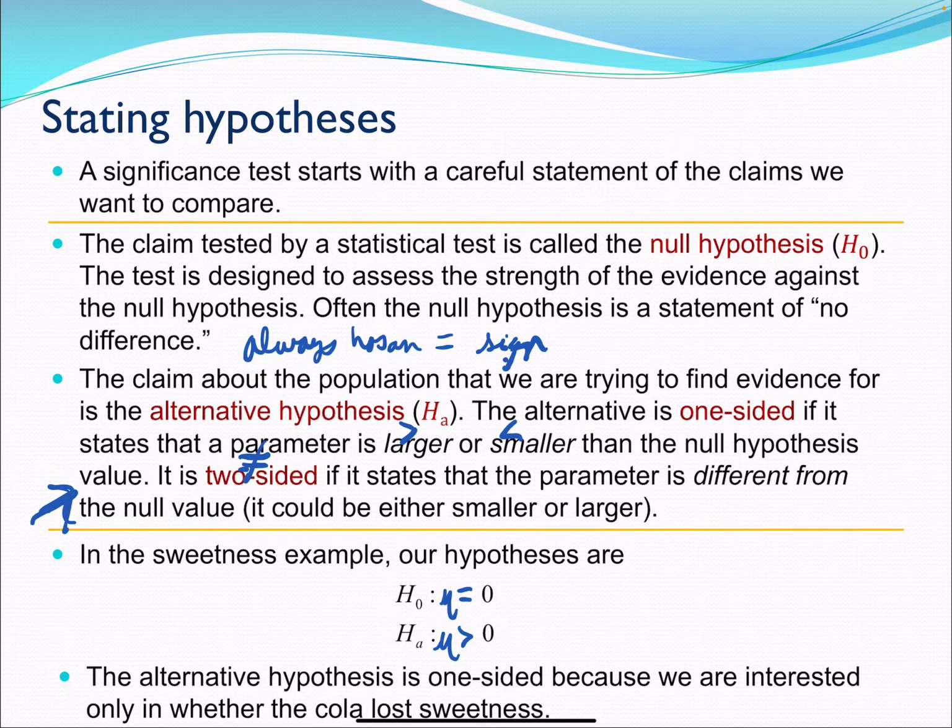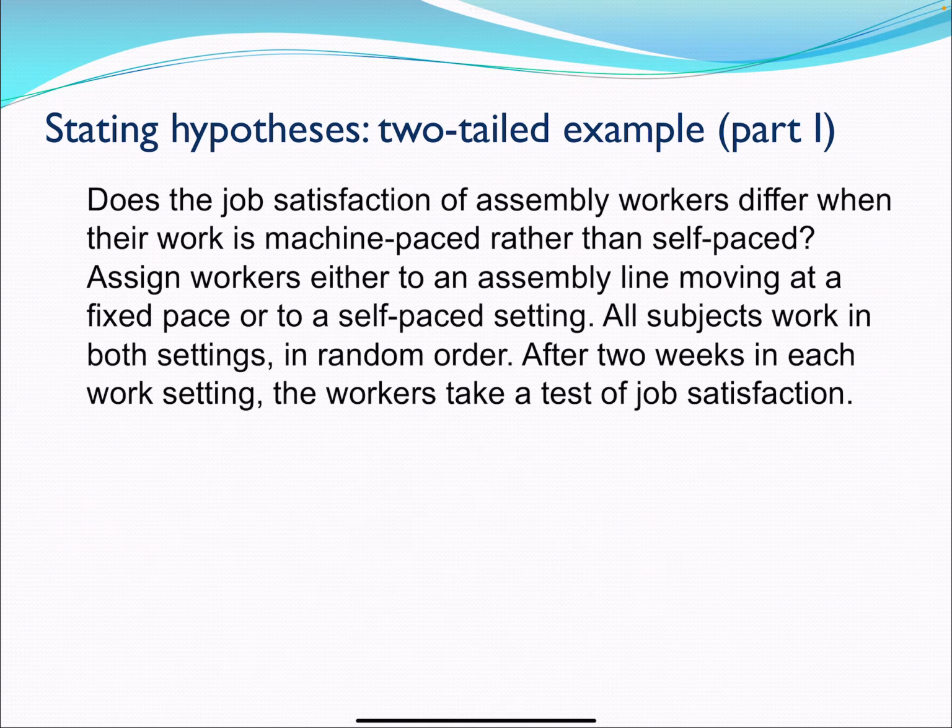Let's look at what would happen though if we did have a two-sided or two-tailed example. Does the job satisfaction of assembly workers differ when their work is machine-paced rather than self-paced? We're going to assign workers either to an assembly line moving at a fixed pace or to a self-paced setting. This would be an experiment because we're having an effect. We would have all the subjects work in both settings in a random order, and after 2 weeks, we would test their job satisfaction. So this is a good example of a matched pairs design.